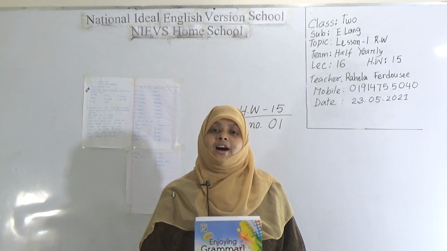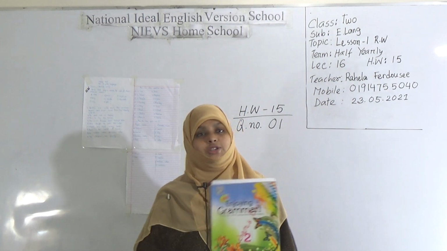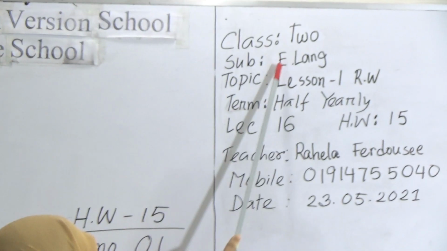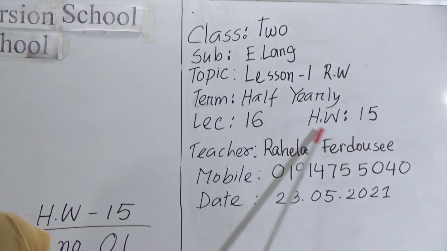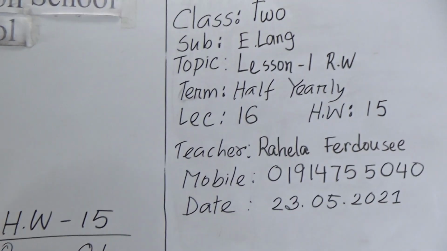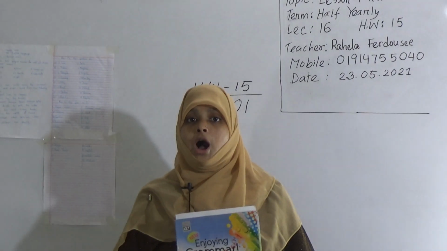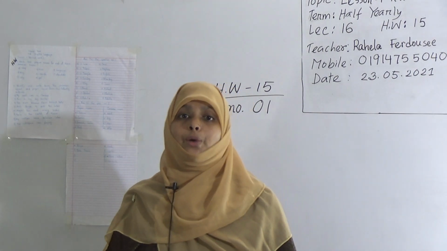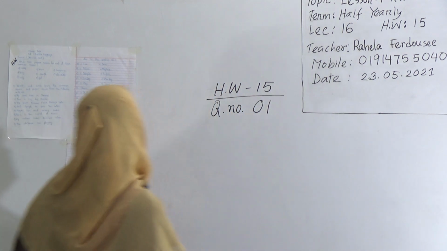So I am today going to take a class of class 2. Our today's topic is revision work, that is lesson 1 RW, and our today's subject is English language. Our today's lecture number 16 and SW number is 15. My dear students, you know that your half yearly examination or the preparatory examination is very near. So from now you have to revise your lessons very carefully. Today I will show how you will revise lesson 1 for your upcoming exam.